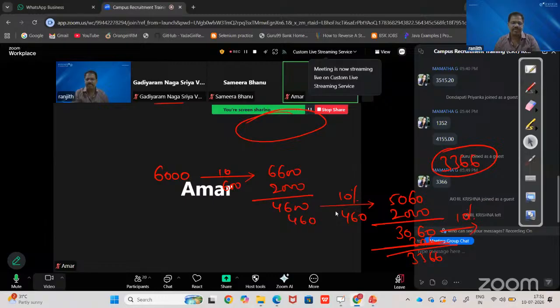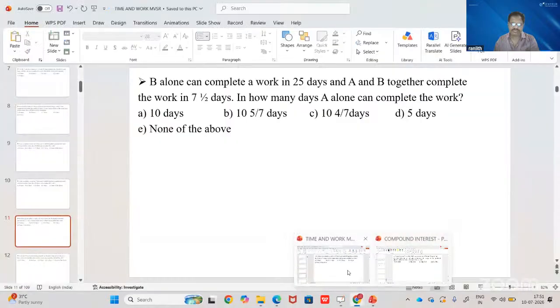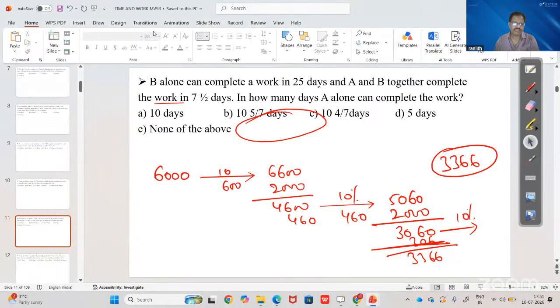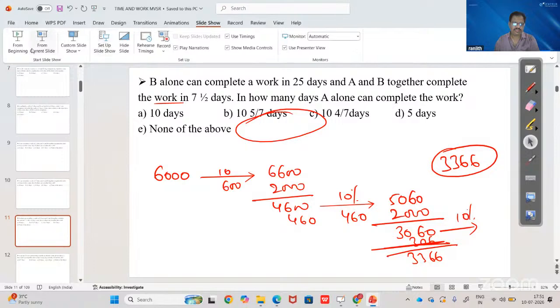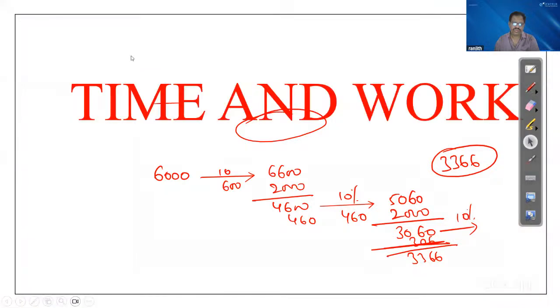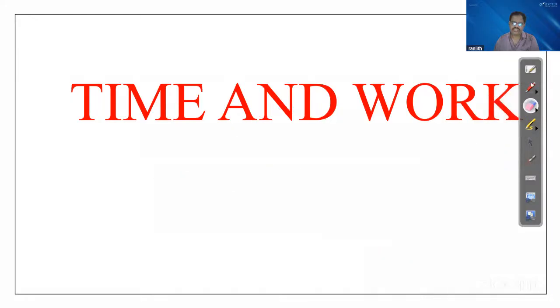Next, we'll start with another topic, that is time and work. Let's start time and work. So what do you mean by time and work? Time and work is basically the time taken to complete a piece of work in certain time.